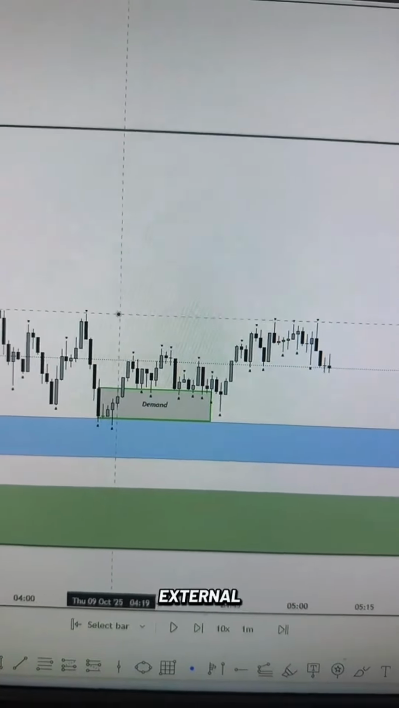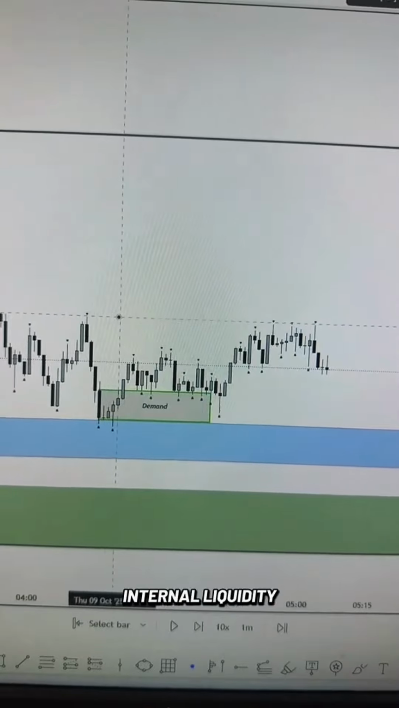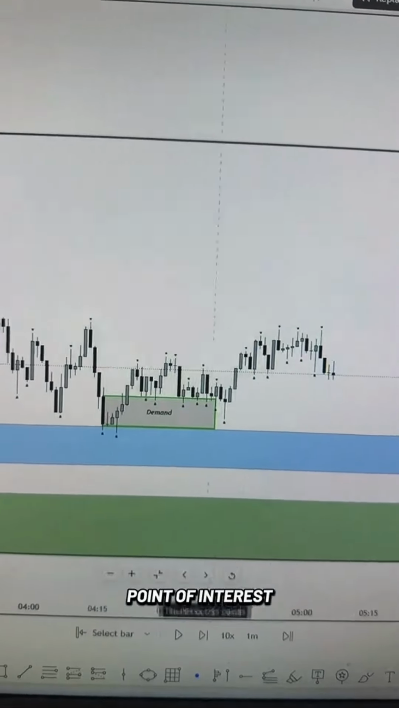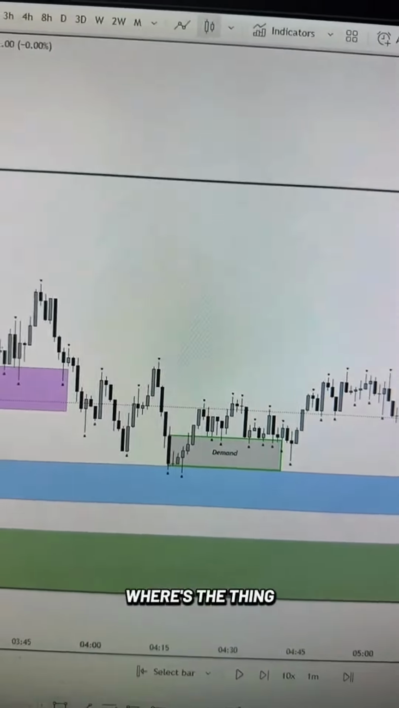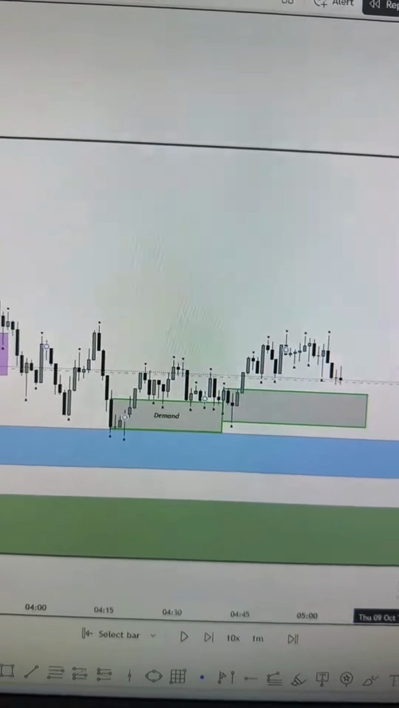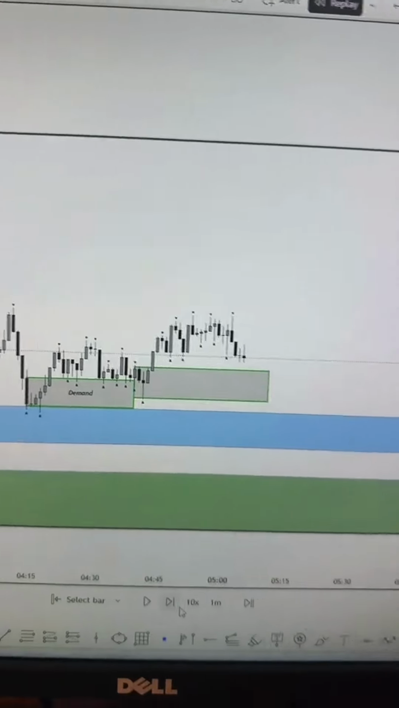So now look, from external, we have to come and take internal liquidity. Because remember, we just broken structure. We have a point of interest. What's the point of interest? This is our point of interest. Right, so now let's see what happens.